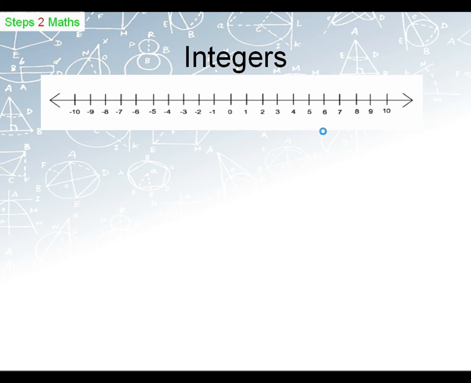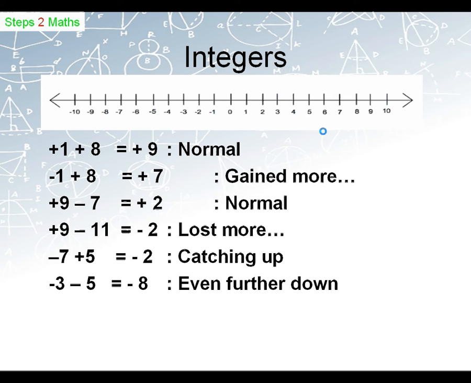So here's our number line again, the number line for the integers. And we're going to look at a number of different examples. The first one is we start at +1, meaning we're up 1 point, and we gain another 8 points. So we have a total of 9 points. And this is exactly the same as it is for the natural numbers that you've done all the way through primary school. +1 + 8 = +9.